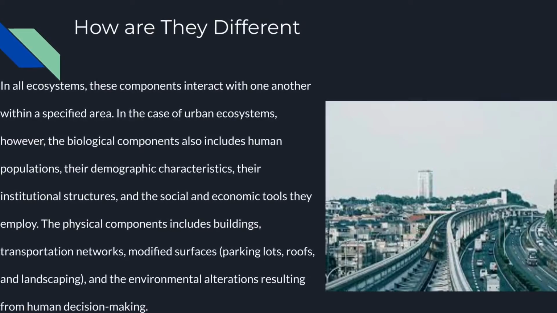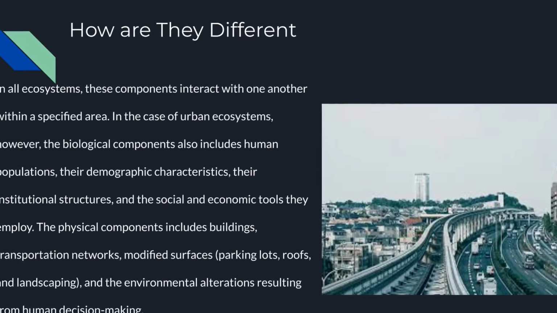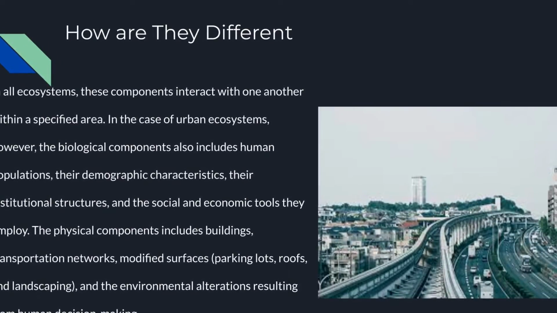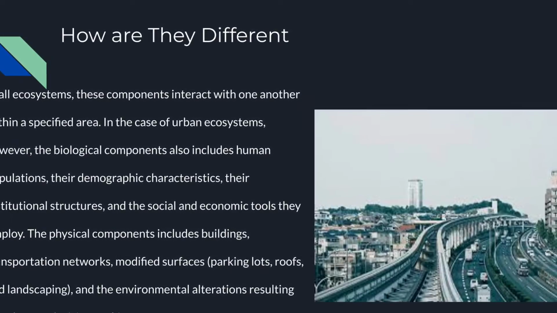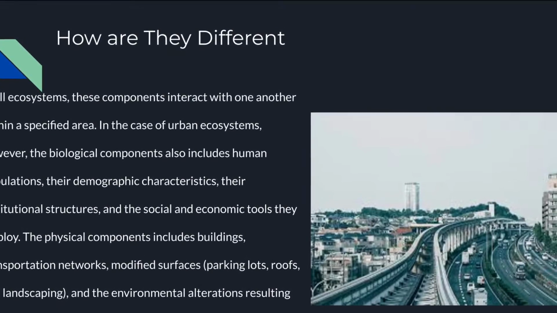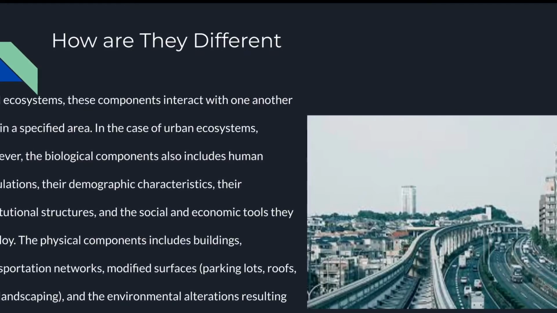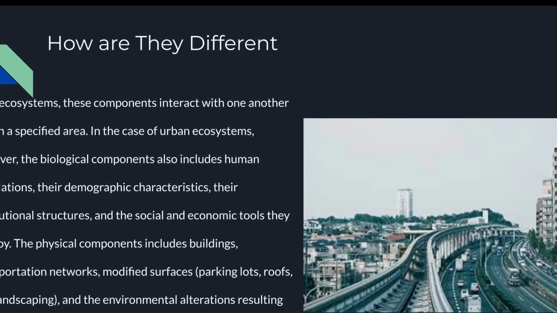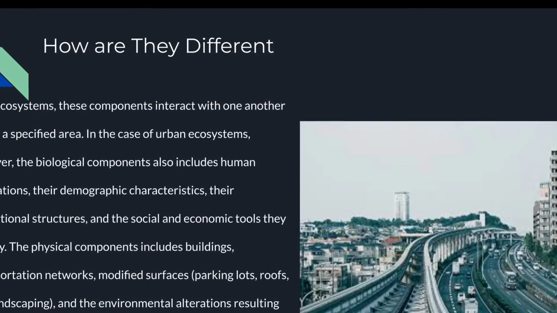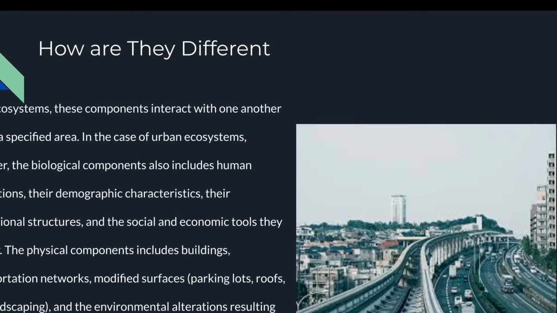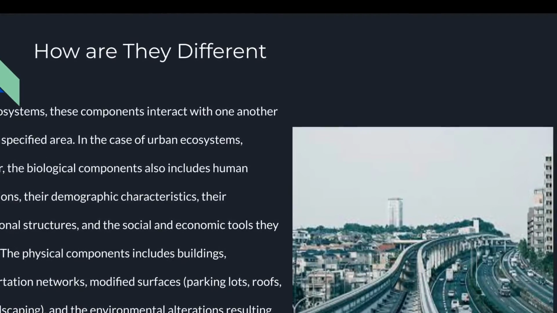In all ecosystems, these components interact with one another within a specified area. In the case of urban ecosystems, however, humans are part of these components. Both their biological components and how individual humans themselves interact with the environment, as well as the physical components and how the structures that humans put in place affect the ecosystem as a whole.